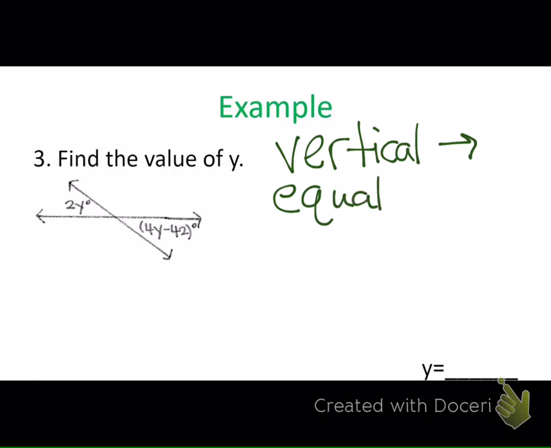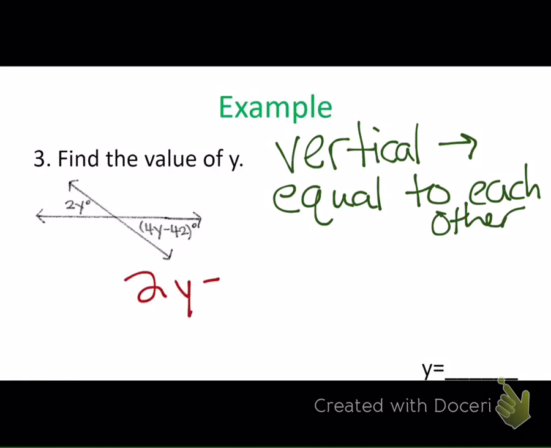So what would I do? How would I make an equation here? 2y and 4y. Perfect. So I'm going to do 2y. Now you need to write this. 2y is equal to 4y minus 42. They are equal to each other, so we set them equal.